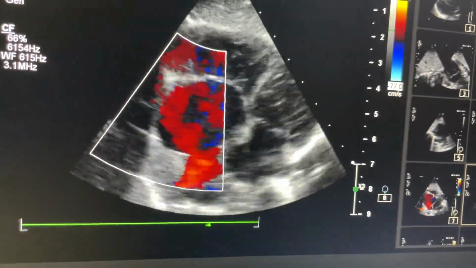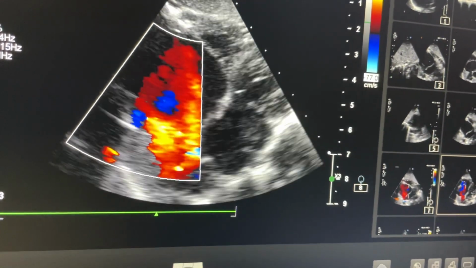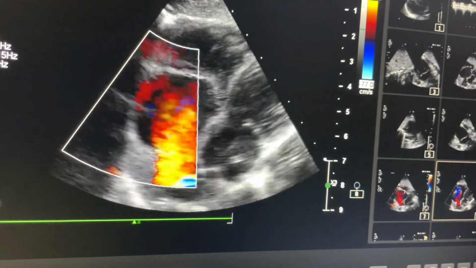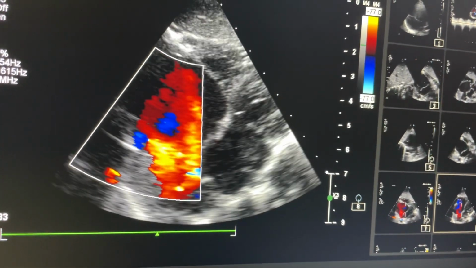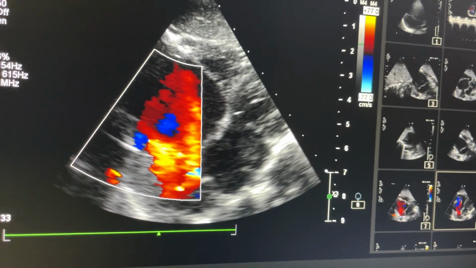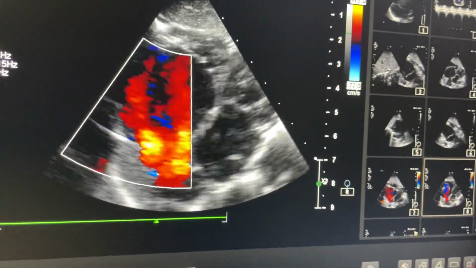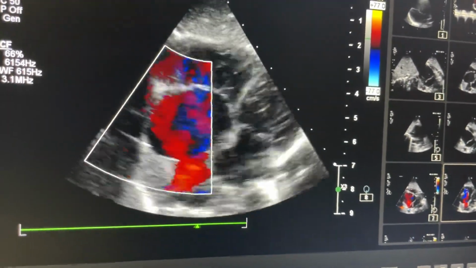In fourth chamber you can see this right upper pulmonary vein is draining into SVC, almost draining into right atrium. So you can see this right upper pulmonary vein draining into right atrium instead of left atrium. So that will give you a hint of the presence of sinus venosus ASD.